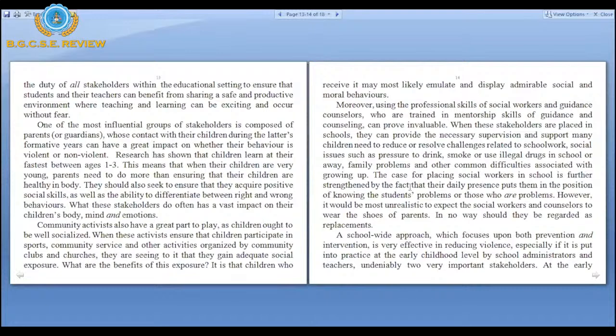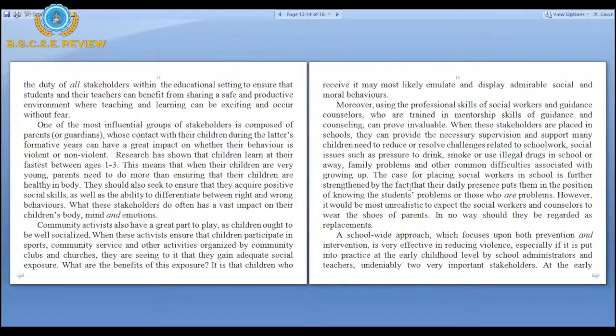Research has shown that children learn at their fastest between ages 1 to 3. This means that when their children are very young, parents need to do more than ensuring that their children are healthy in body. They should also seek to ensure that they acquire positive social skills, as well as the ability to differentiate between right and wrong behaviors. What these stakeholders do often has a vast impact on their children's body, mind, and emotions.